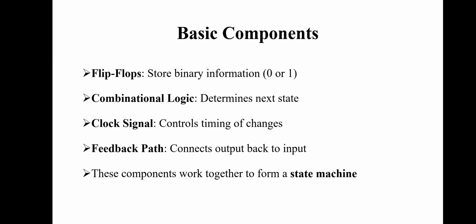Basic components. A clocked sequential circuit consists of four main components. First, flip-flops, second, combinational logic, third, clock signal, and finally the feedback path. First, flip-flops, which store binary values like 0 and 1. Second, combinational logic, which decides the next state. Third, the clock signal, which controls when the change happens. And finally, the feedback path, which connects output back to input. All these components together form what we call a state machine.